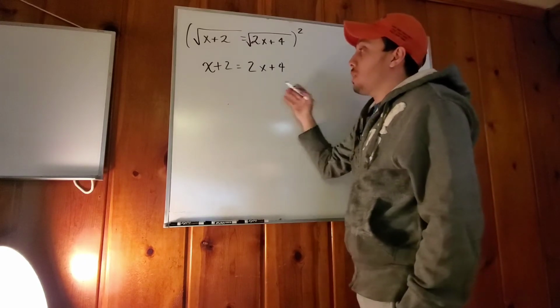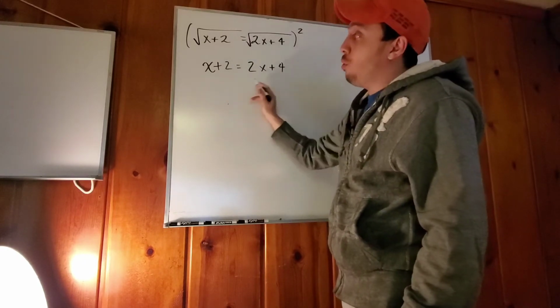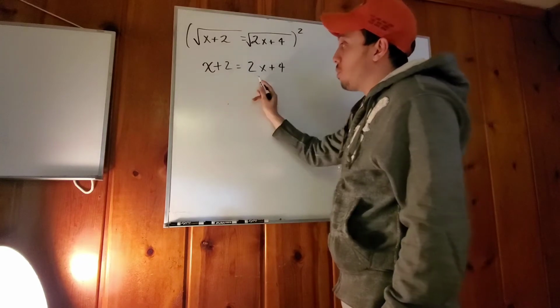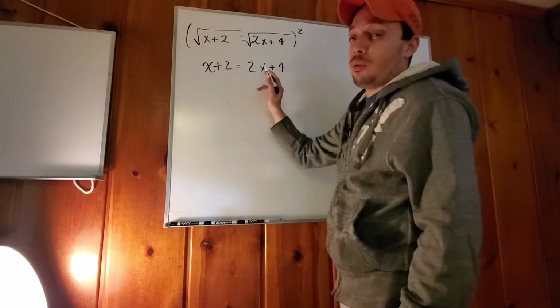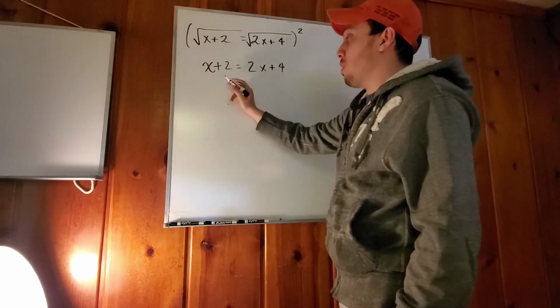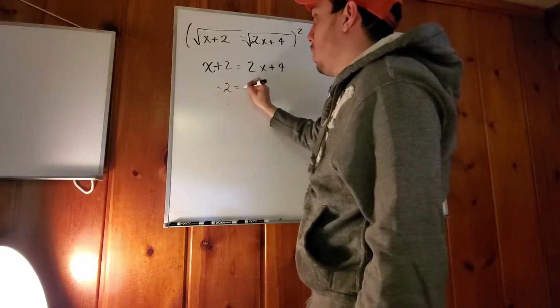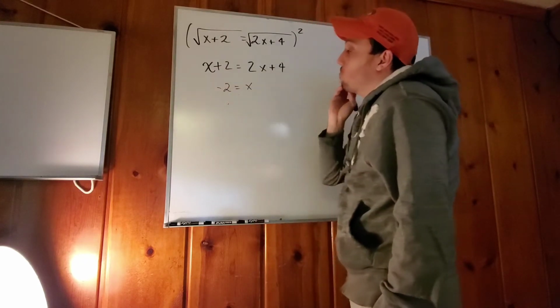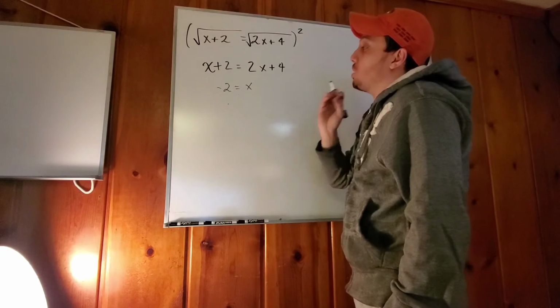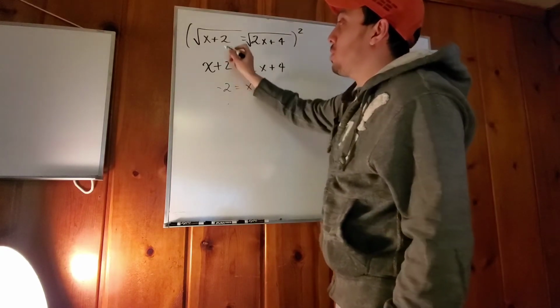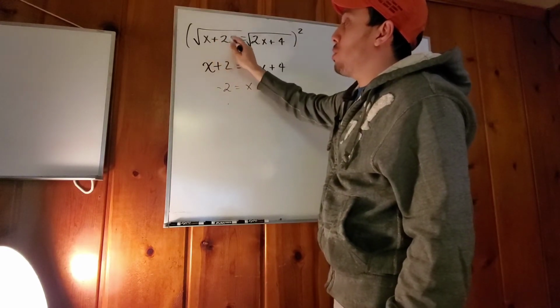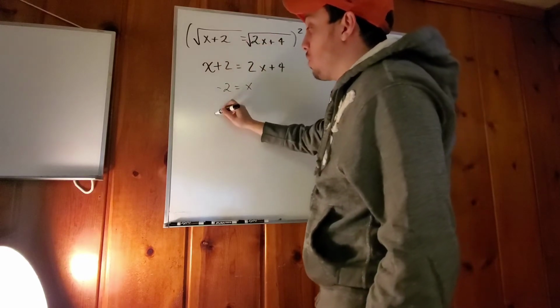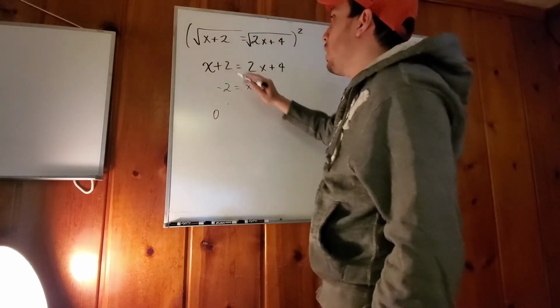Now we just solve for x, which is, I always move from the least amount of x to the most amount of x. So I'm going to leave x on the right side and move the 4 over here. So it's going to be negative 2 equals x. That's what I got for x. So let's check if it's negative 2. So negative 2 plus 2 is going to be 0. The square root of 0 is 0. So on the right I got 0.